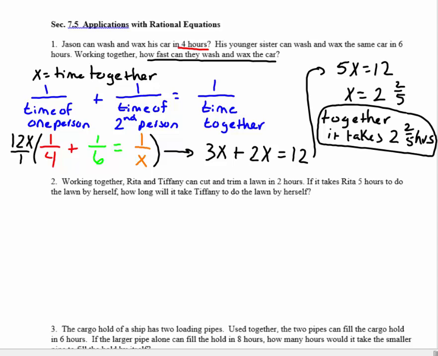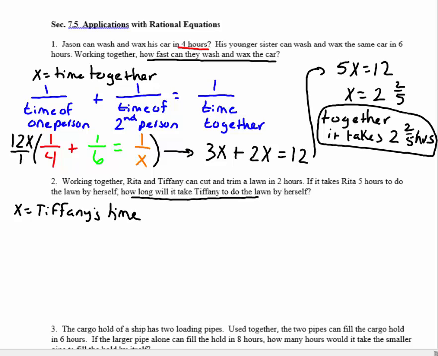Number 2. Working together, Rita and Tiffany can cut and trim a lawn in 2 hours. If it takes Rita 5 hours to do the lawn by herself, how long would it take Tiffany to do the lawn by herself? Again, what is the question asking? How long will it take Tiffany by herself? So x is going to equal Tiffany's time.